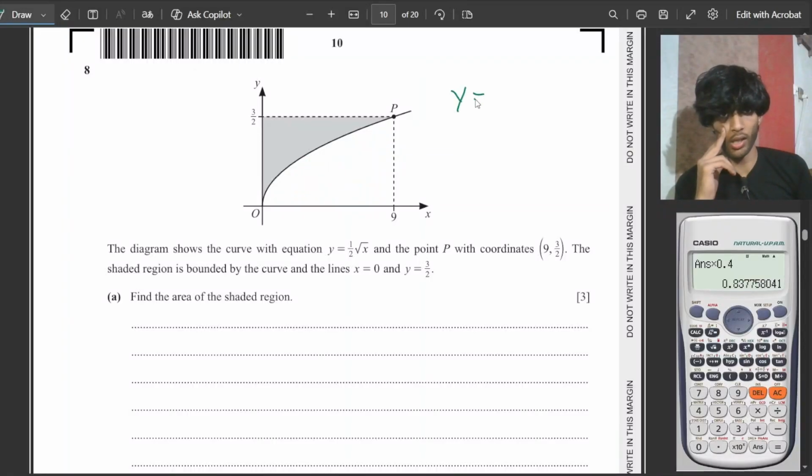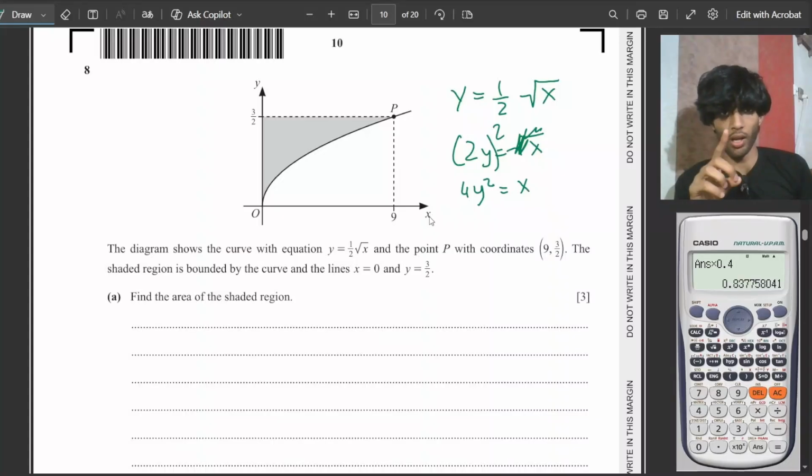Something else that you can do is you can basically write this equation. So it's y equals 1 by 2 under root x. You can rearrange this equation for x. So this equation is basically going to be 2y equals under root x, and then you take the square root to the other side. It's going to be x equals, it becomes a square. When you take the square root to the other side, it's going to become 4y squared. What you do is you basically now have this equation.